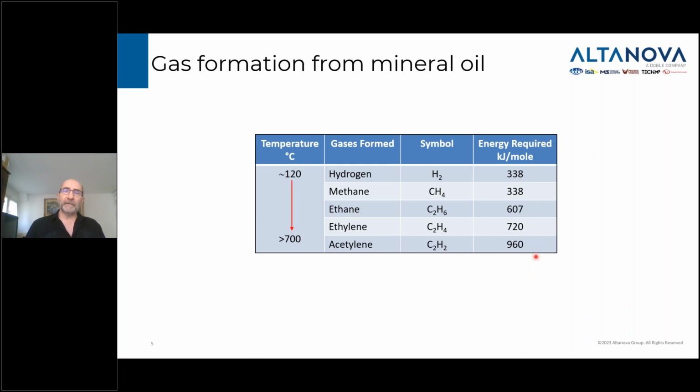So if there's a very high level of those gases, and if you have a spark, then that's usually what you will see, a catastrophic failure of your transformer. So this is one of the reasons why acetylene especially is a gas that we look at very carefully, and it often tells you that you have a major fault, because at over 700 degrees, usually it's an arcing problem.